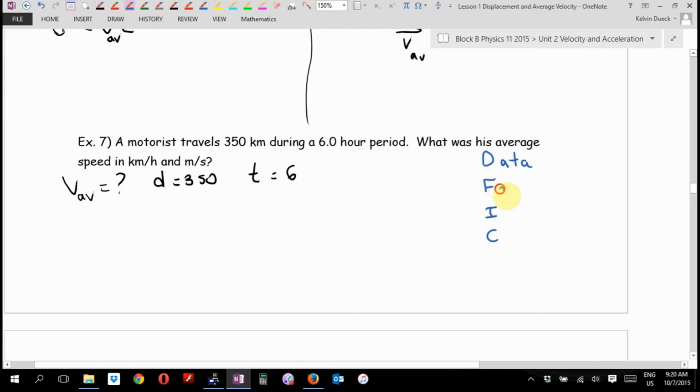The F stands for find a formula. I'm looking for an equation that has V, D, and T in it and nothing else. Now, this may seem really obvious right now, but by Christmas, when you've got about 45 different equations, this is part of the skill you're going to build. Right now, I've only given you, Tyler, one equation. It's this one. Right?